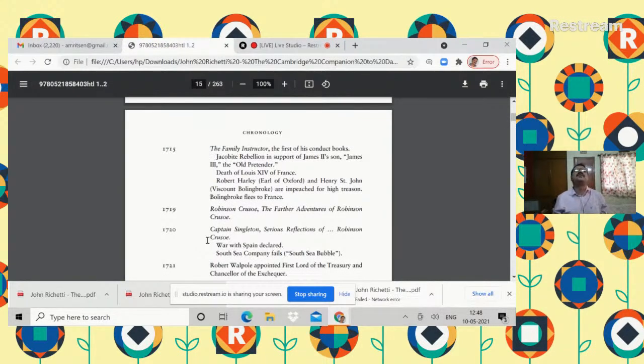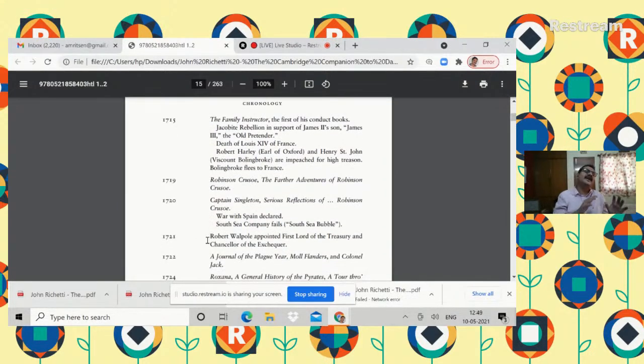From 1715 onwards, Defoe starts writing another prose form, which is the conduct manual, right? And therefore, this is The Family Instructor. And once again, you have this idea about the Protestant family led by the patriarch, inculcating values of possessive individualism, the family as the unit of modern society, which ties up nicely with the idea of the kind of companionate marriage that Lawrence Stone will talk about later on.